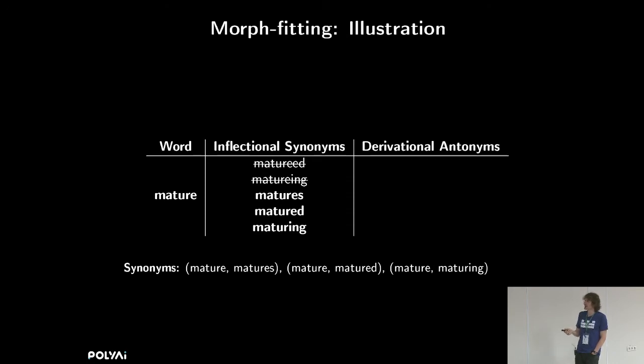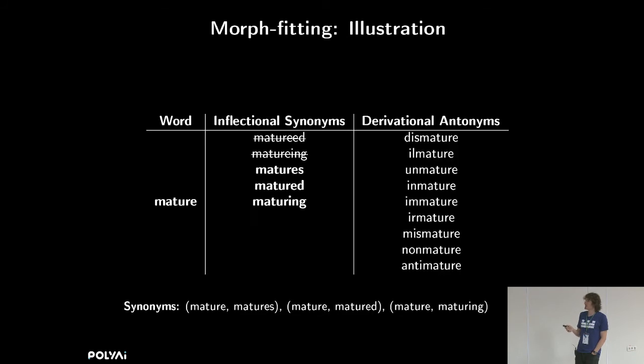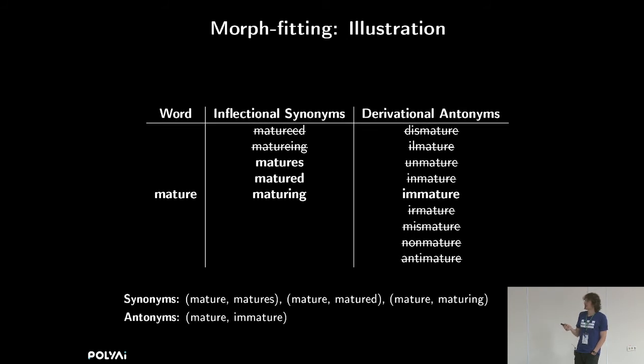So you get these constraints now. And you treat those as synonyms, and you do the same thing with antonyms. So you have this set of standard antonymy prefixes, and you just remove all the words that are not in your large vocabulary, and you just end up with this antonymy pair, mature and immature. And you can do it also in Italian and German.